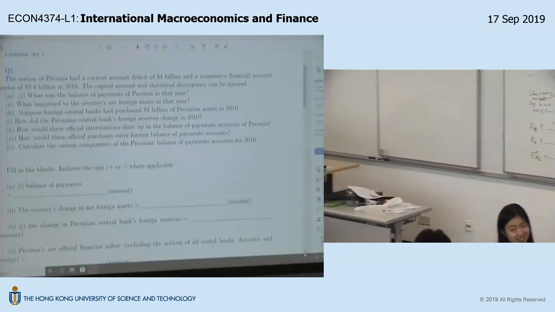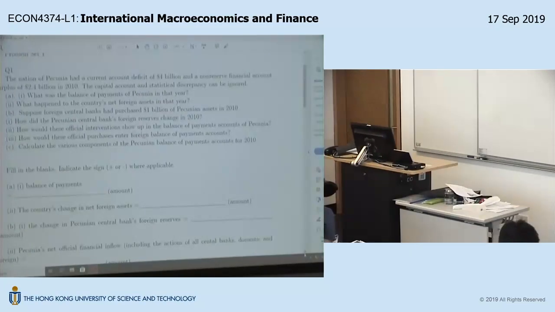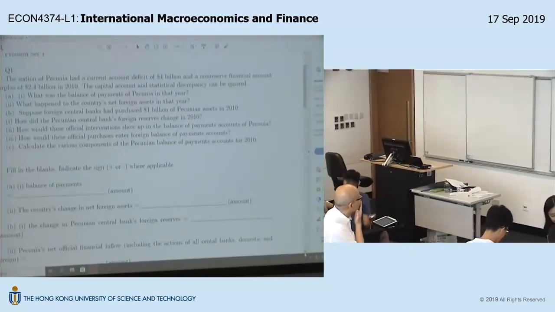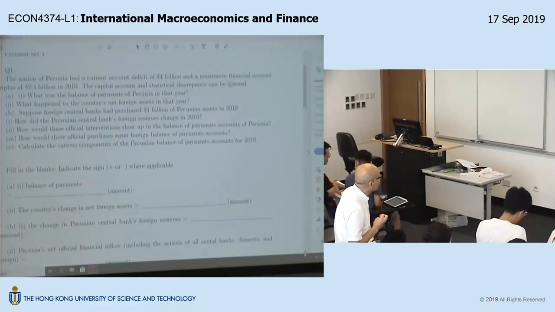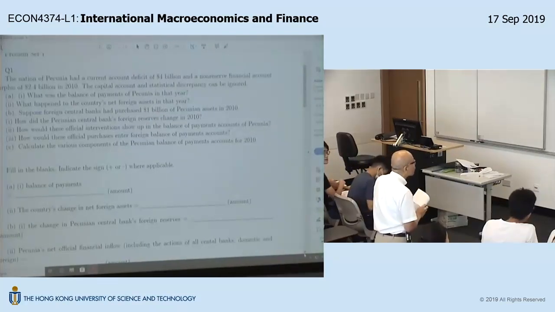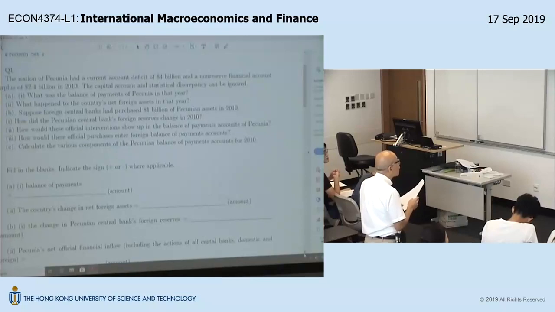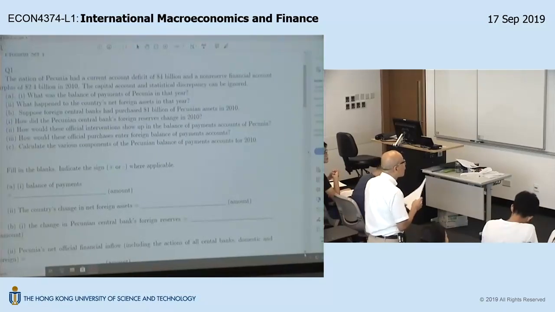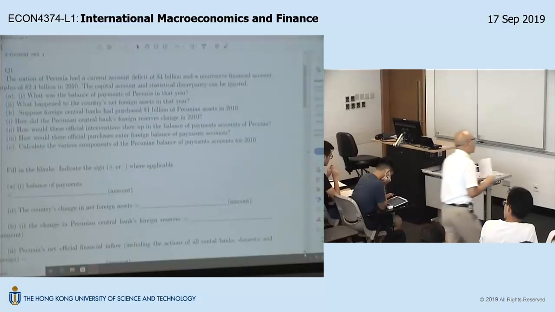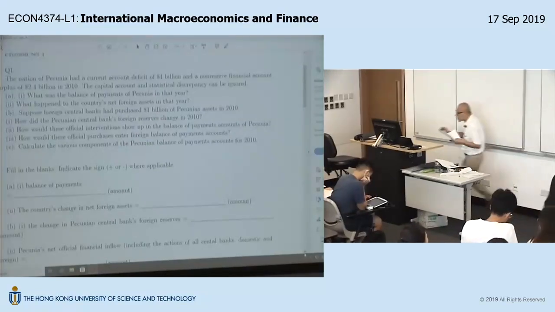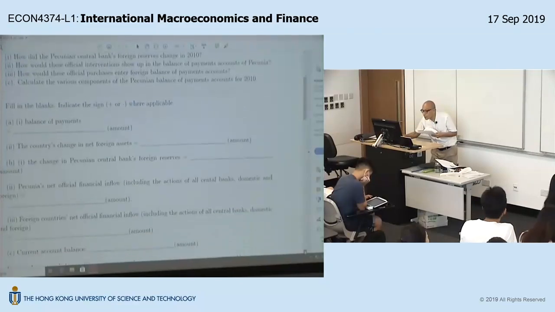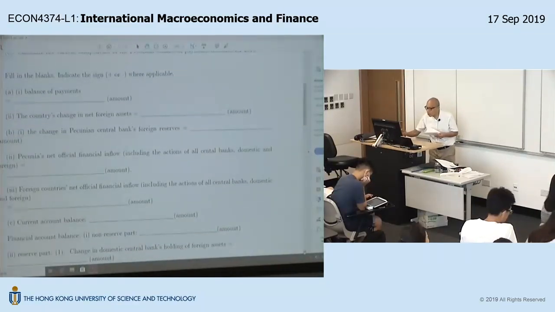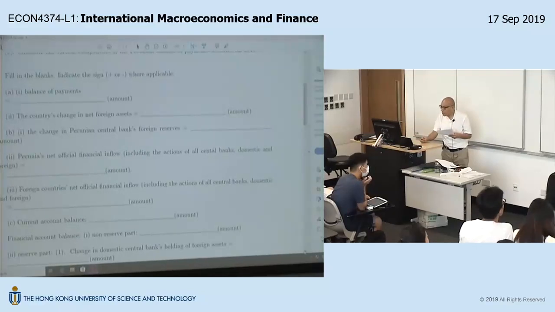If I sum up 1 billion from part B to 2.4 minus 4, that does not equal 0. Foreign central banks have purchased 1 billion of foreign assets in 2010, right? And is that the official settlement balance? Let me try to understand your question. Can you be a little bit more specific? Which part are you asking about? Part B1. Yeah.